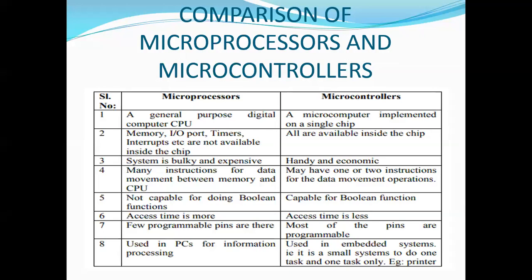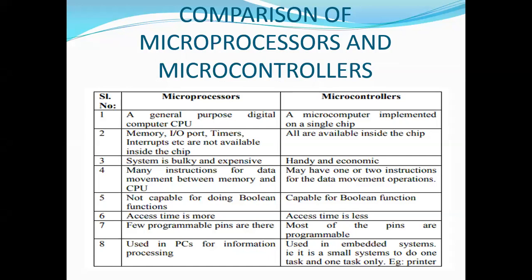Everything in a single chip, so it is very handy and economical. But if we are purchasing different ICs, we need to purchase ROM separately, timers separately, so the microprocessor system will be expensive and bulky. Boolean operation is also not possible with the microprocessor, but microcontrollers are capable of processing Boolean functions. If everything is inside the IC, the access time is very low in microcontrollers, but compared to microcontrollers, a microprocessor needs more time to access.